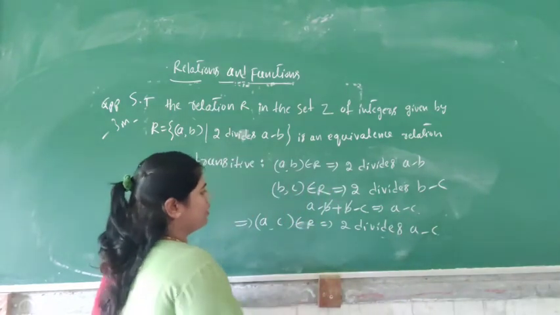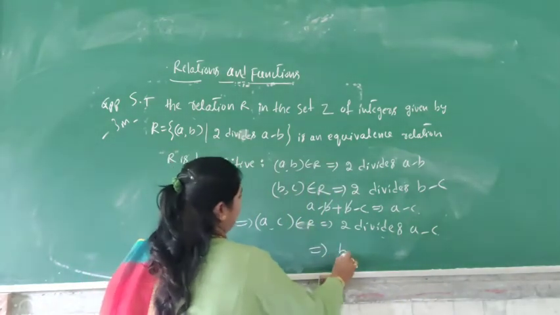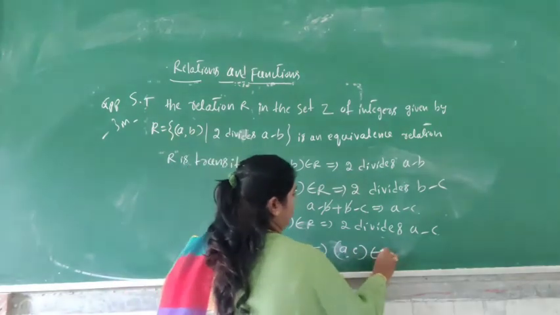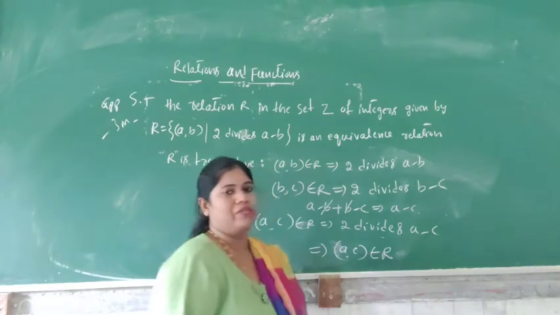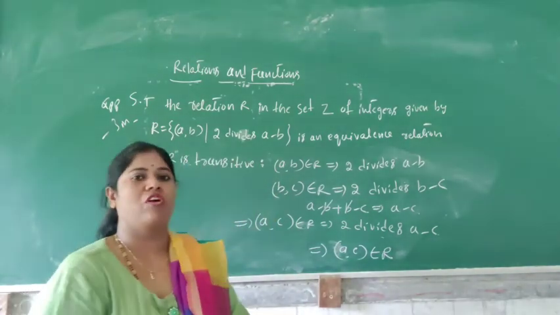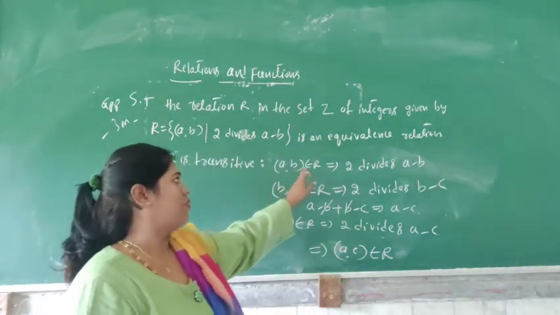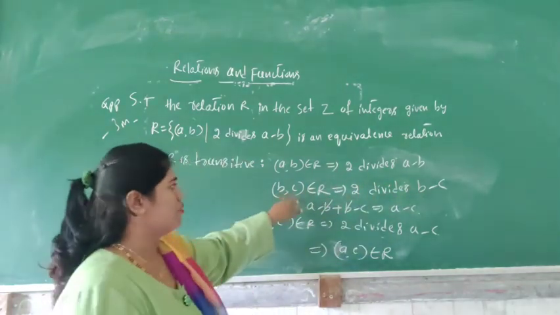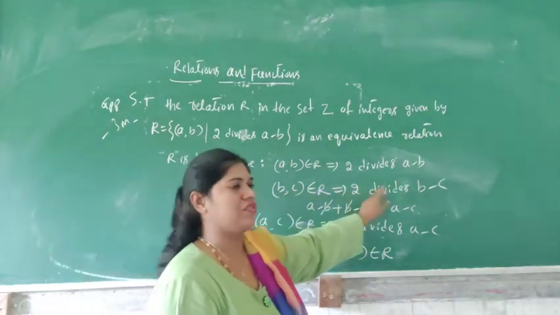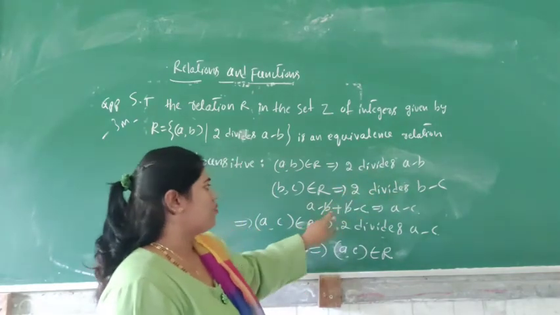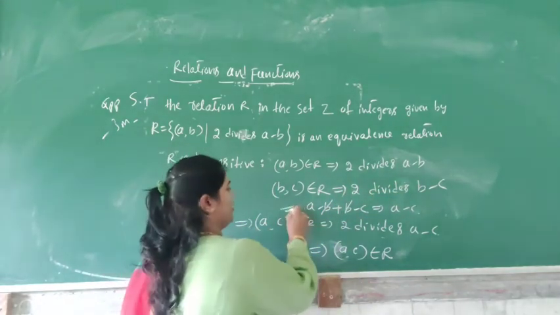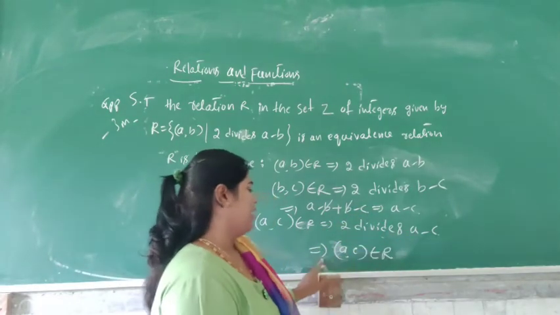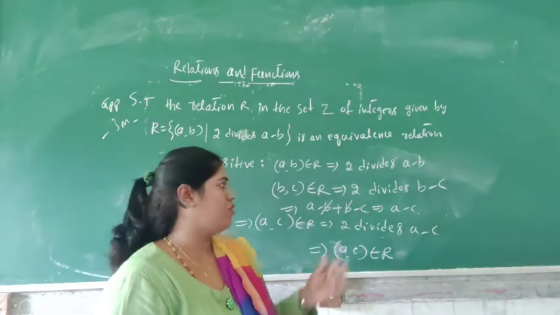So what do we have to write? It means AC should also belong to R. AB belongs to R means 2 divides A minus B. BC belongs to R means 2 divides B minus C. A minus B plus B minus C gives A minus C. So 2 divides A minus C implies AC belongs to R.